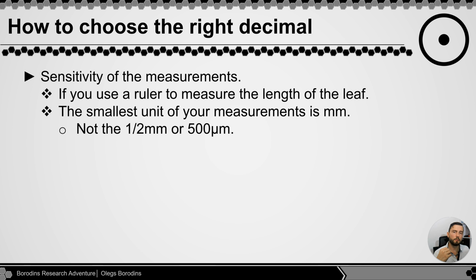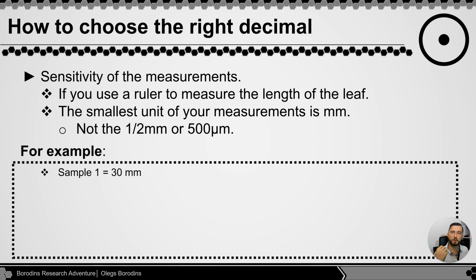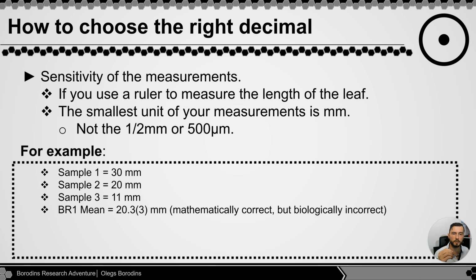And this really becomes important when you do your measurements and your data representation. For example, let's measure leaves: our first leaf is 30 millimeters, the second is 20, and the third is 11. These are our 3 technical replicates. So we need to find a mean of the first biological replicate, which will be 23.3333 to infinity millimeters. And this is correct mathematically, but incorrect biologically.